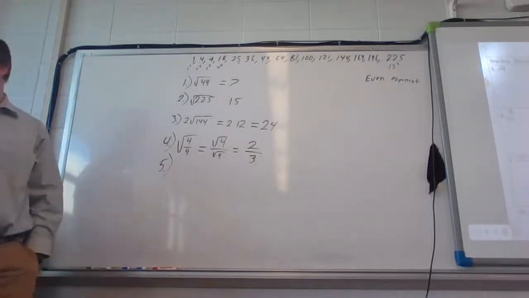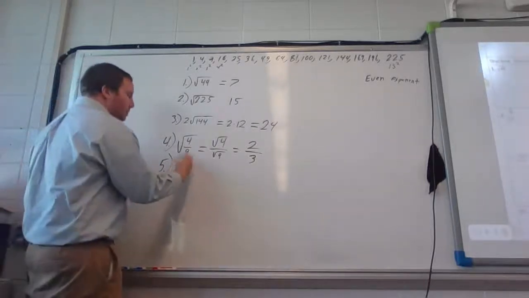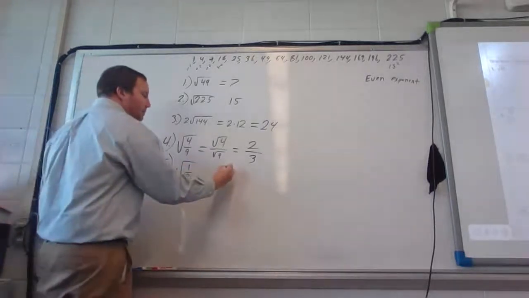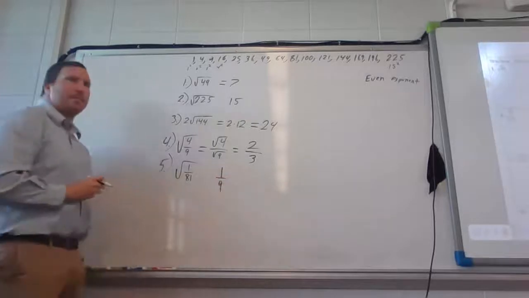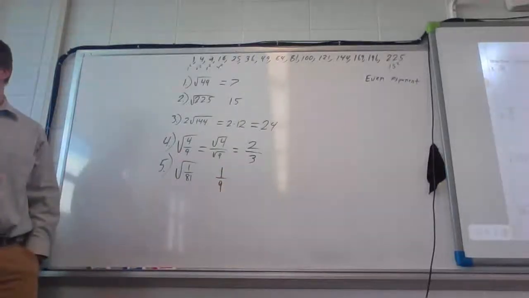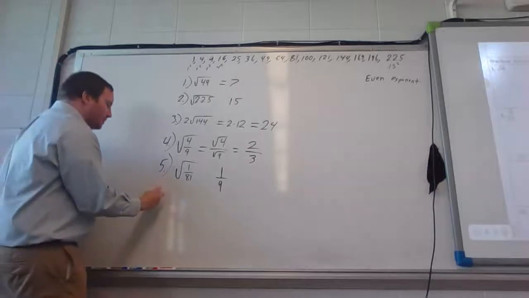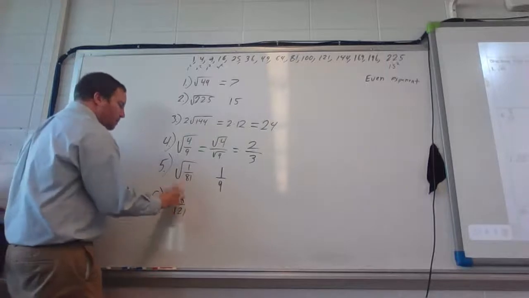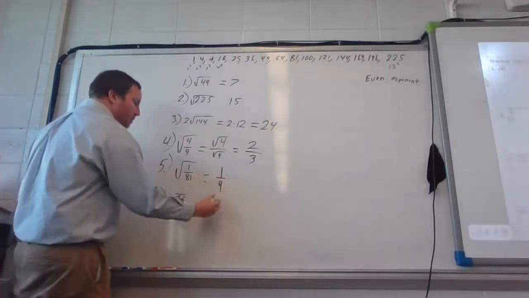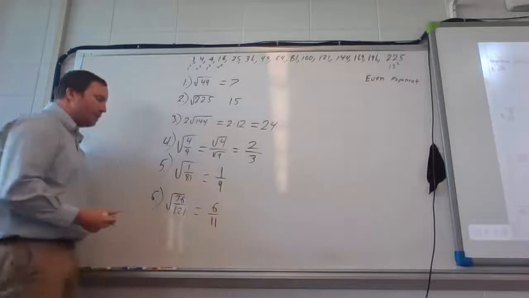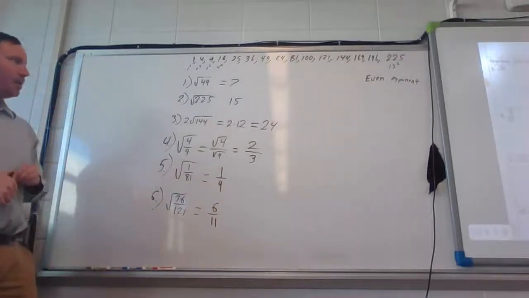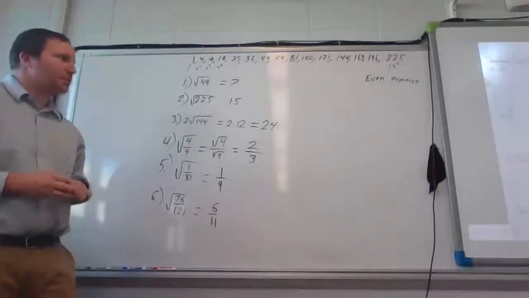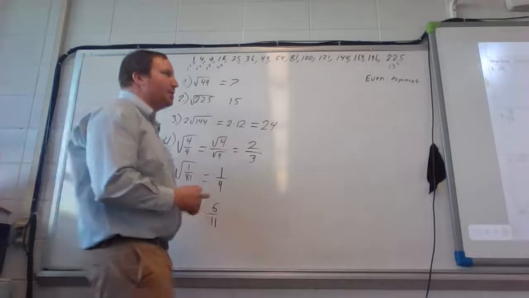Number 5, the square root of 1 over 81. So 1/9. We'll go ahead and do number 6. That would be 6/11. And we would reduce if we could. In this case, we cannot. So don't reduce it, just leave it like that. 6/11 doesn't reduce, and neither did any of these others.